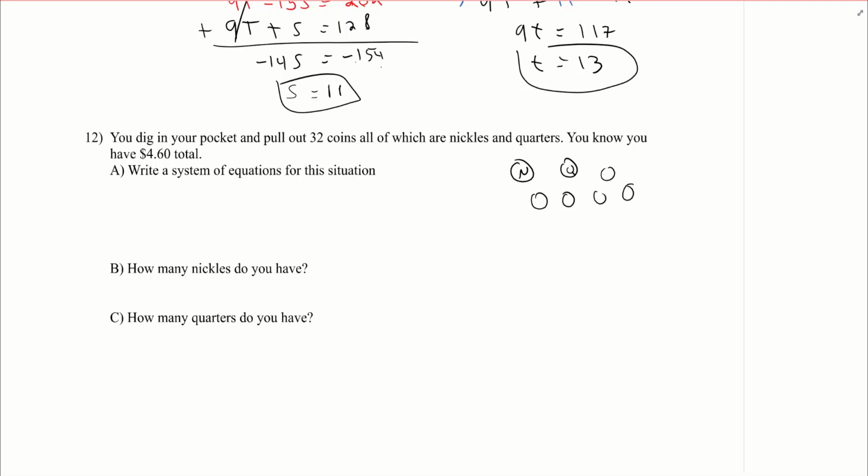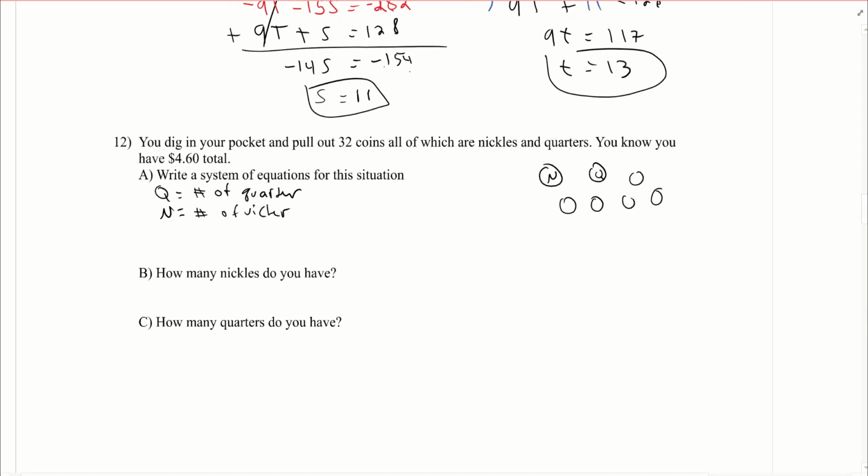So the first thing we're going to do is just go ahead and define variables. Let's let Q be the number of quarters, and let N be the number of nickels. Then I can write 2 equations, one being I know that if I add N plus Q, if I take all my nickels plus all my quarters, I get 32. And the other one is I know that the value of a nickel is 5 cents. So if I take the value of the nickels plus the value of the quarters, which is 25 cents, then I'll get a total of $4.60.